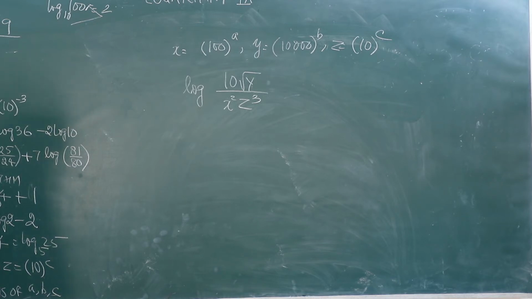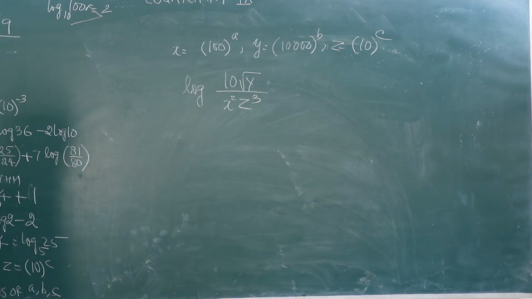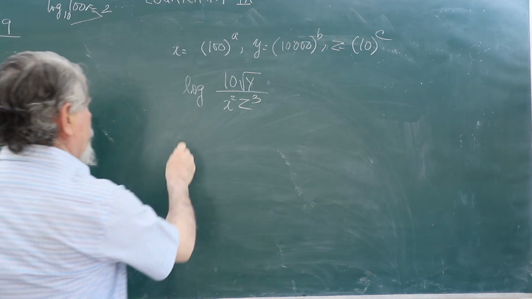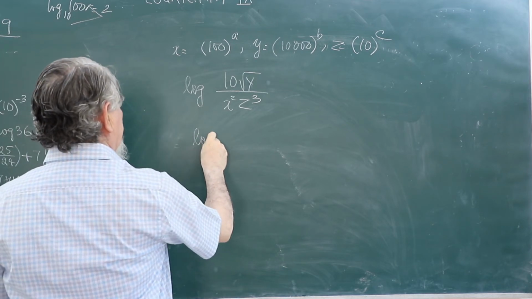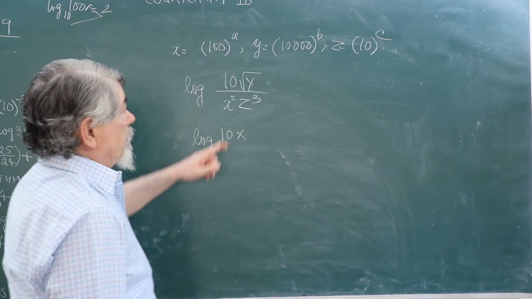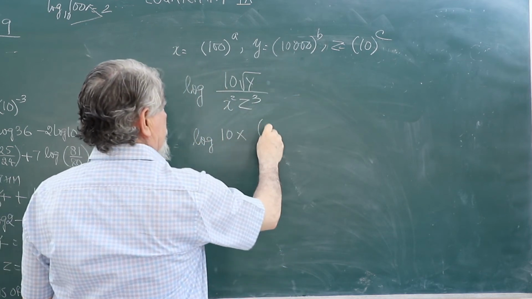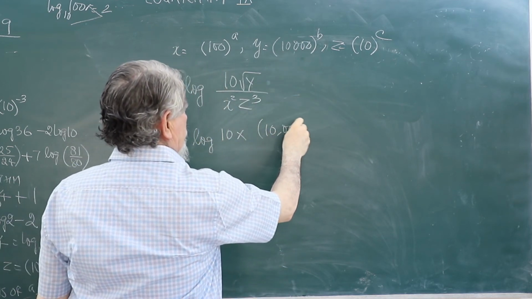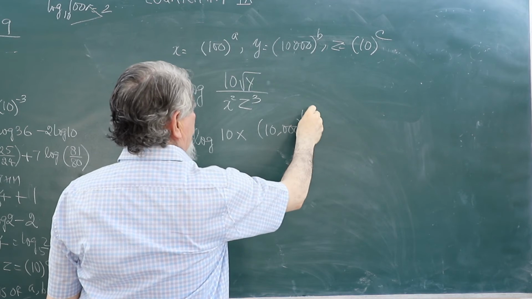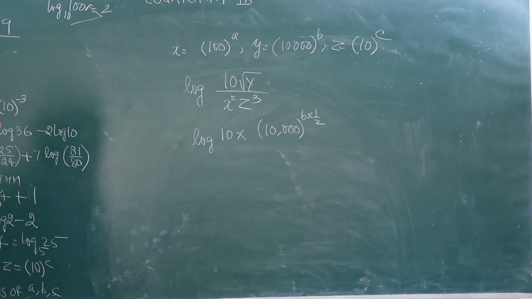So we have to put the values of y and x and z in terms of whatever is given there. Okay, so let us put the value. Log 10 under root y. That means 10,000 to the power b into half. It is under root, so we will do that.